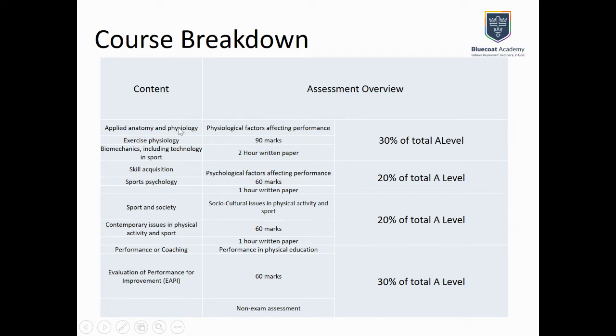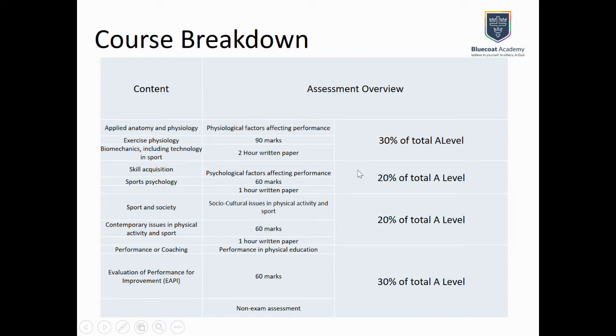As you can see here, it's divided into our 3 papers. So paper 1 being the physiological factors affecting performance, and these include anatomy and physiology, exercise physiology, and biomechanics and technology in sport. You can see here that's a 90-mark exam which lasts 2 hours that you'll take in year 13, and that forms 30% of your final grade.